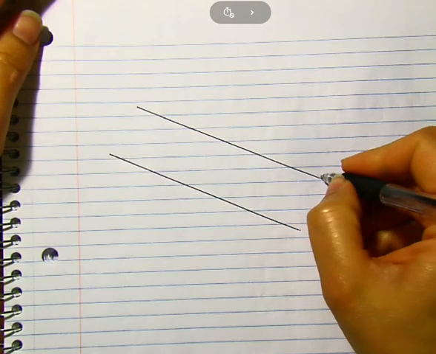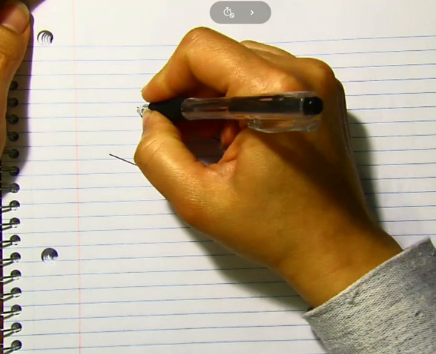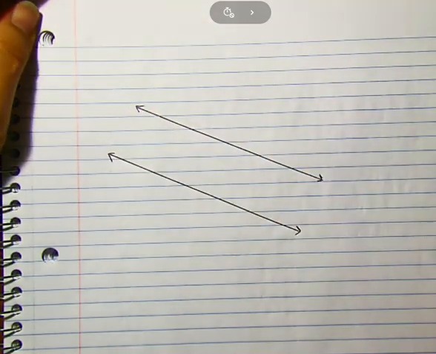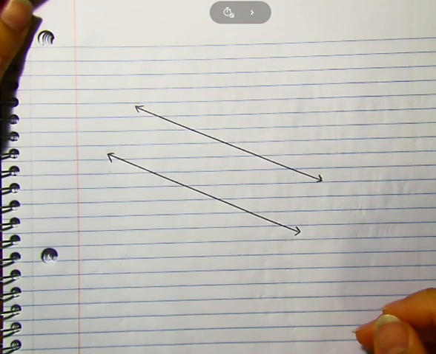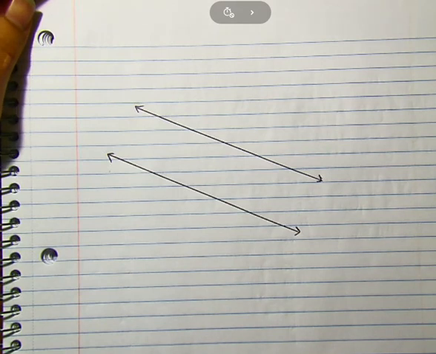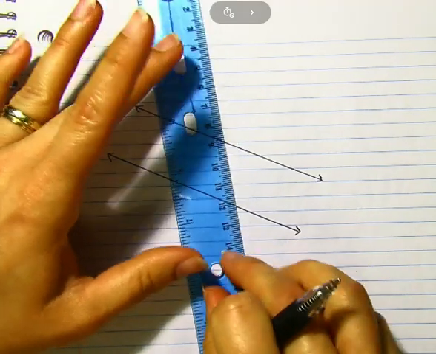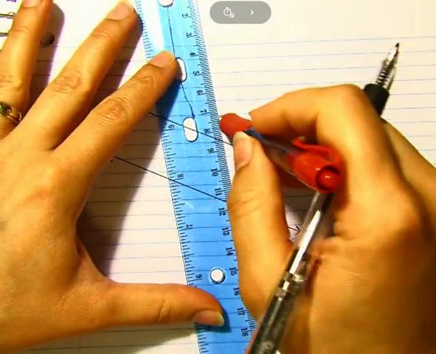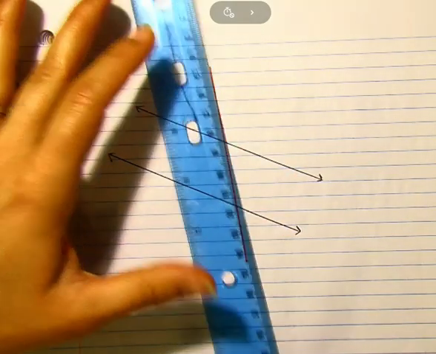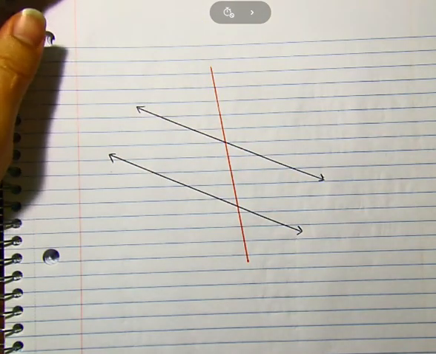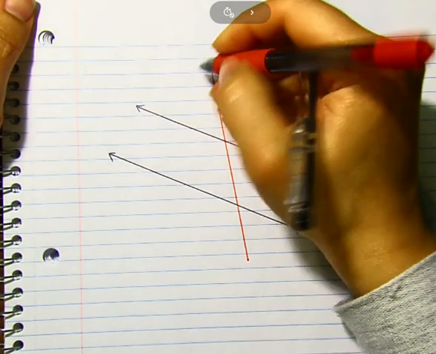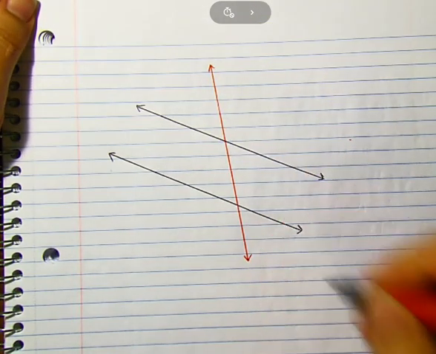Now, what do we know about parallel lines? We know parallel lines never intersect. They go infinitely in both directions, and they will never cross each other's path. Now, a transversal is a line that crosses both parallel lines at the same time. Now, this is called a transversal. Again, a transversal is a line crossing both parallel lines.